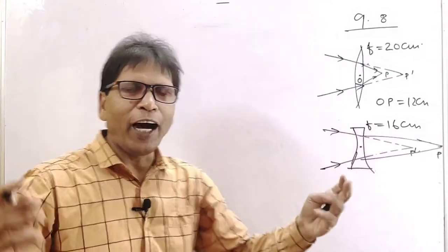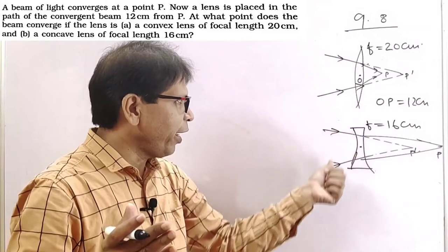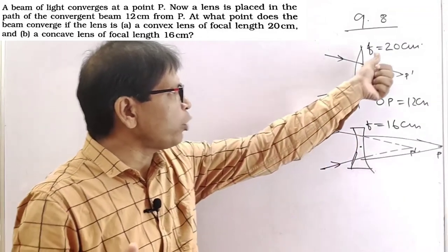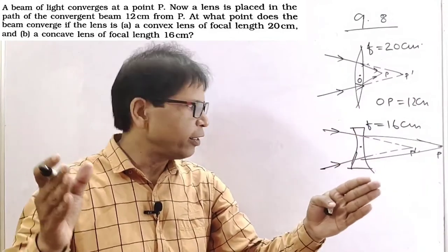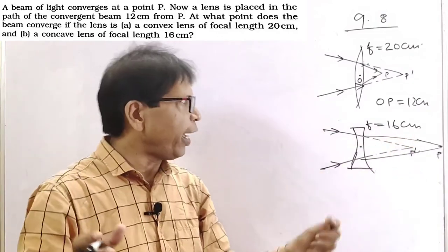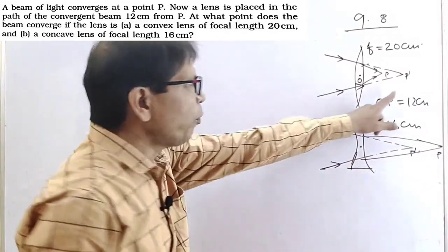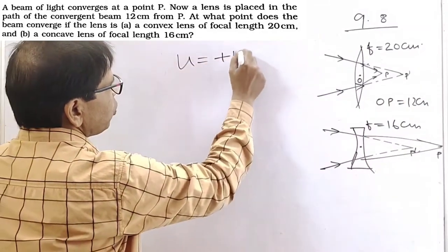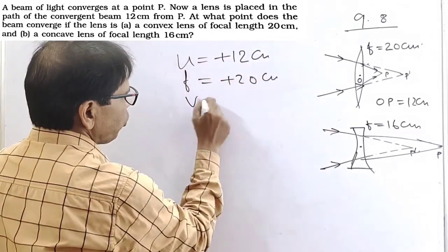Okay. Now NCERT 9.8. Look at this. This is a convergent ray and the point of convergence is P dash. A convex lens of focal length 20 centimeter is placed 12 centimeter before the point of convergence, and a concave lens of focal length 16 centimeter is placed at the same place. We have to calculate the point of convergence. For the convex lens, P dash is the virtual object. So U equals plus 12 centimeter, F equals plus 20 centimeter. We have to calculate V.